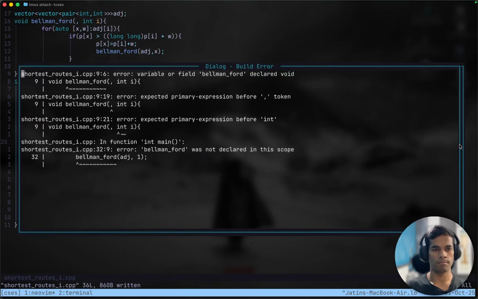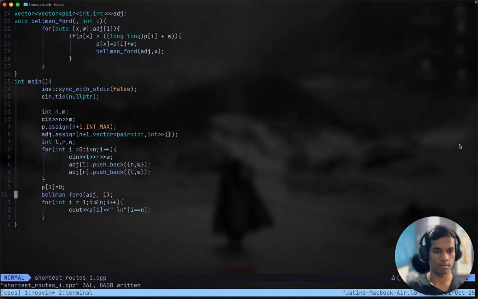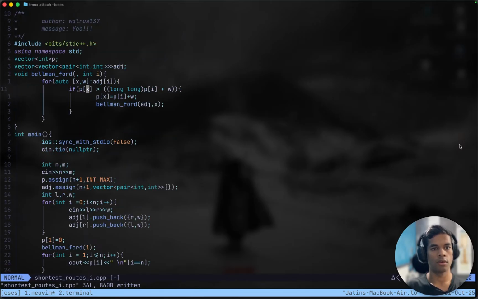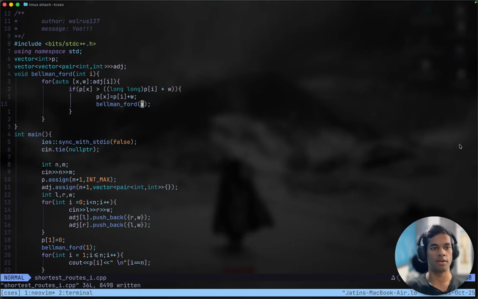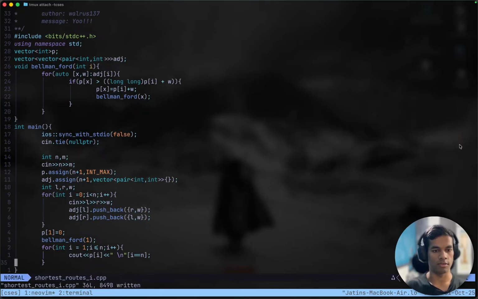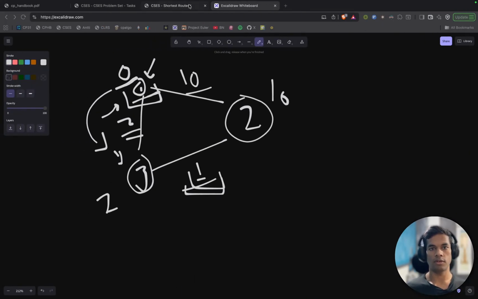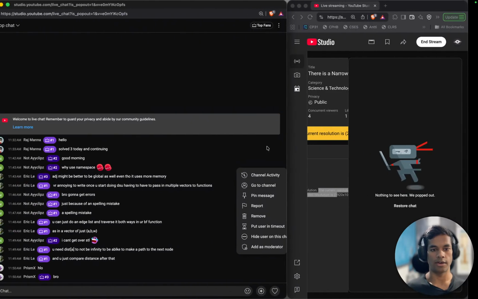This should work. Key, I messed up somewhere. Yes, I did mess up. Bellman code, we don't have to give this. And here also, we just call Bellman code with the I. Okay, cool. That is working, and that does make sense. Let's see if this is totally correct, and it would be cool.